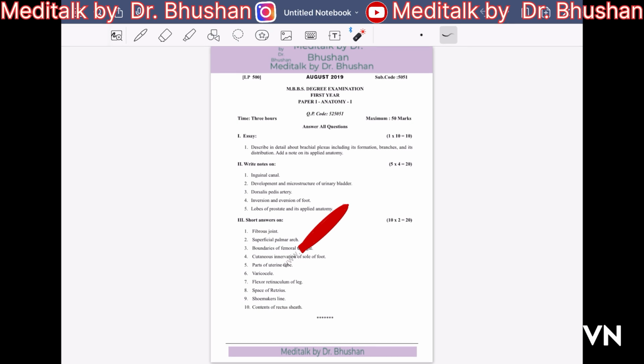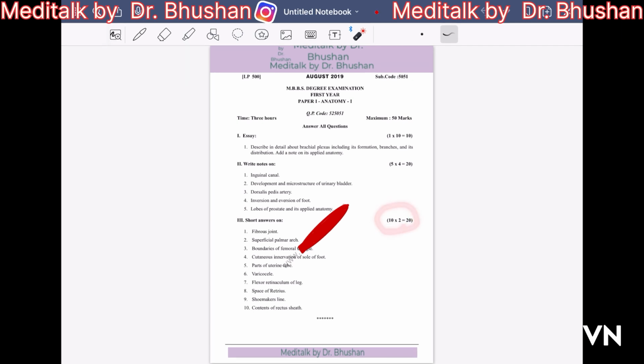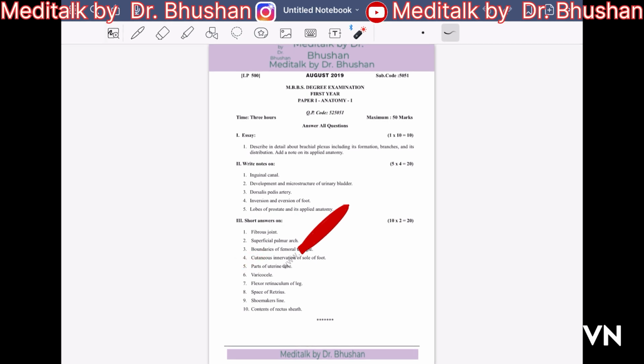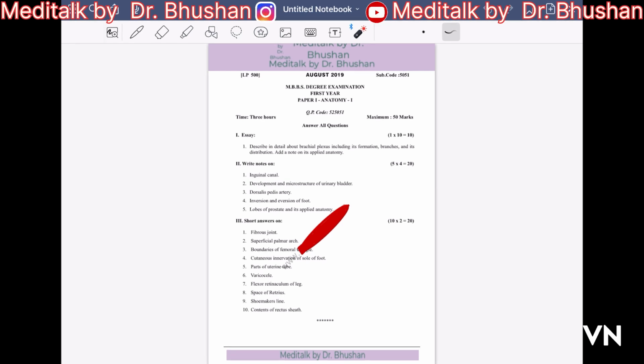Okay. Third part is the short answer on. It is a 20-mark question for 10 questions, 2 marks each. First is fibrous joint, superficial palmar arch, boundaries of femoral triangle, cutaneous innervation of sole of foot, parts of uterine tube, varicocele, flexor retinaculum of leg, space of Retzius, Schumacher's line, and contents of rectus sheath.